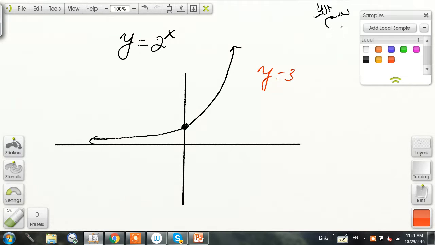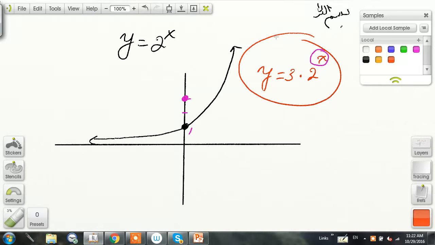Y equals 3 times 2 to the x. So what's the y-intercept of this function? Very good. It's 3, right? Because if you put 0 over here, this becomes 1, and 3 times 1 is 3. So if this is 1, the y-intercept of this one is 3. Got it? Then it's going to look very similar to this, but it's going to go up faster, right?